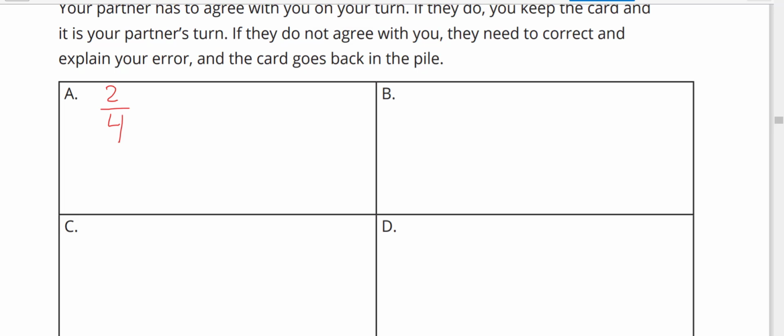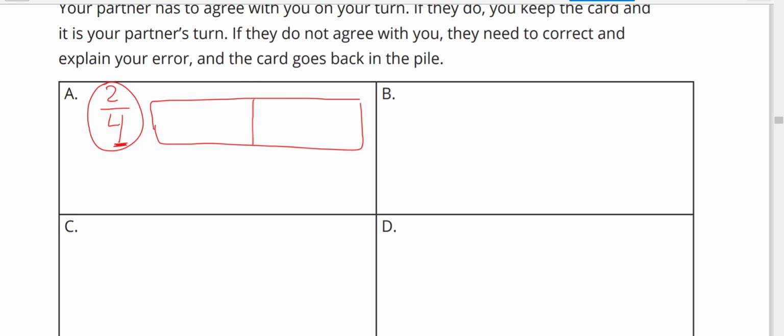I need to draw this fraction, 2/4, in any model. Draw one whole and divide this one whole into 4 equal parts. First, divide this one whole into 2 equal parts, and each part into 2 equal parts. This one whole is divided into 4 equal parts and I shade 2 parts.